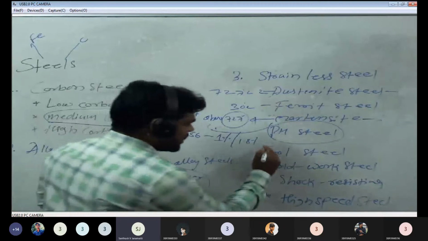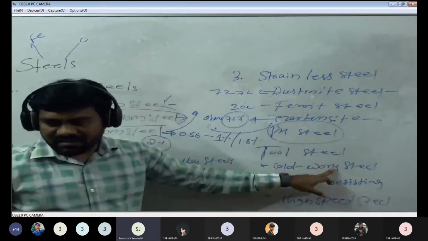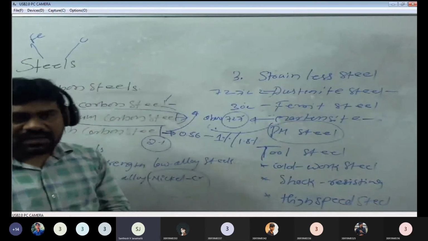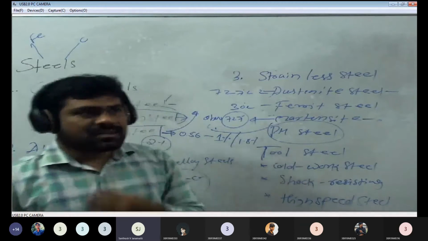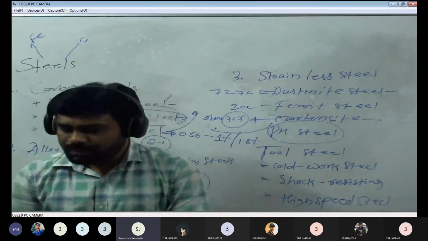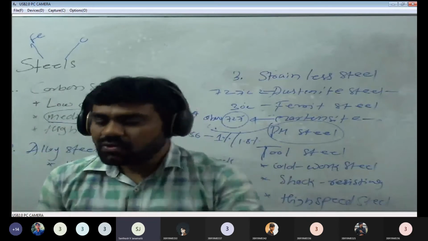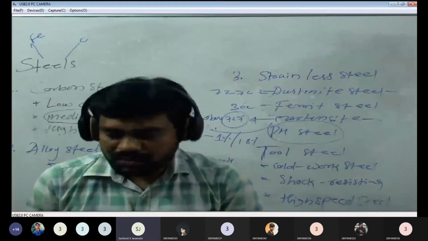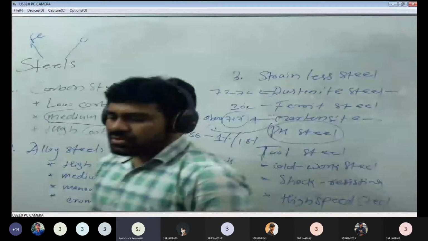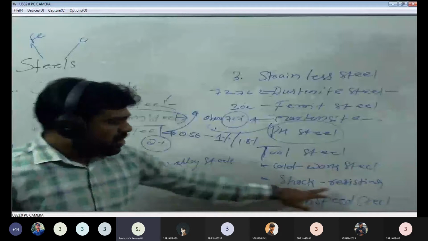Now coming to the tool steels. In tool steels, we have cold work steel. Cold work steels, in the sense, you can already explain, that is lathe machine tools, drilling, milling, in your first year, whichever tools you have used in your workshop. All the tools are cold work tools. You have been working on those particular tools in your workshop. All those are the cold work steels.